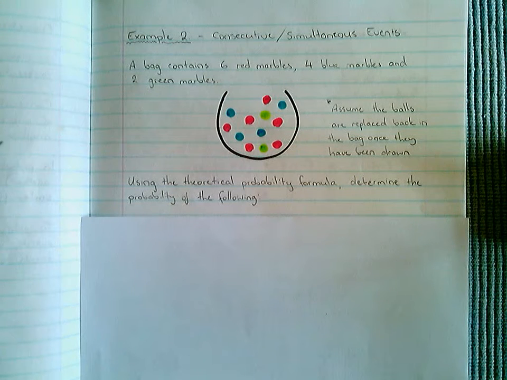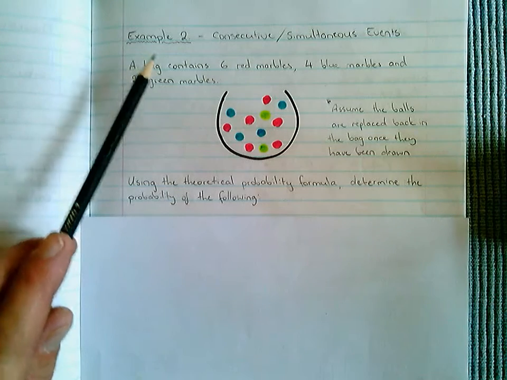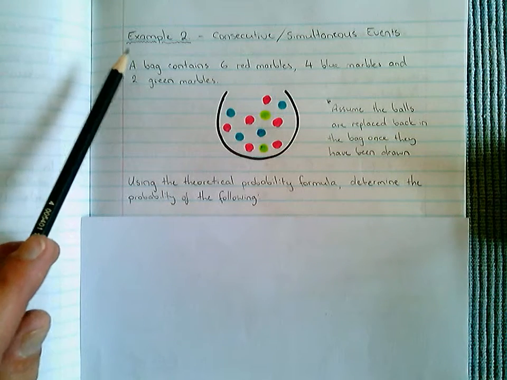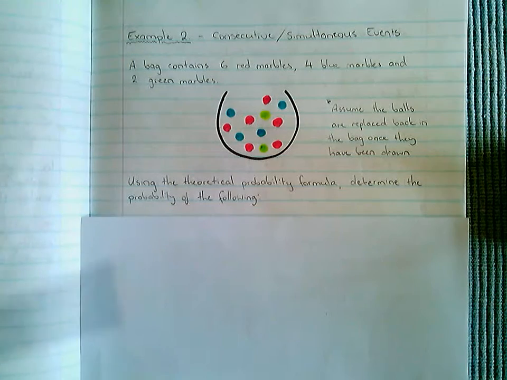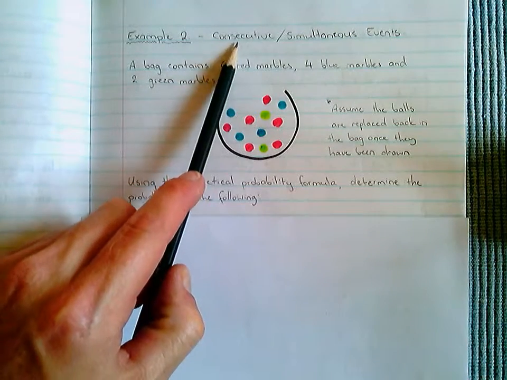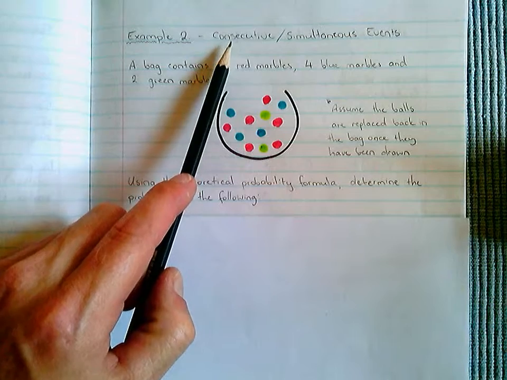Okay, in this video we will be discussing theoretical probability, in particular with example 2. We're going to be looking further in this example at consecutive and simultaneous events. Now consecutive events are events that occur after each other.